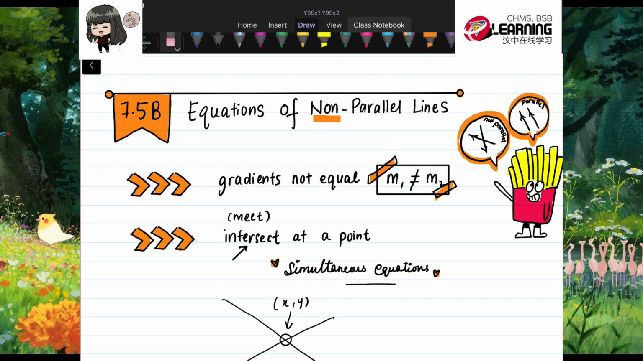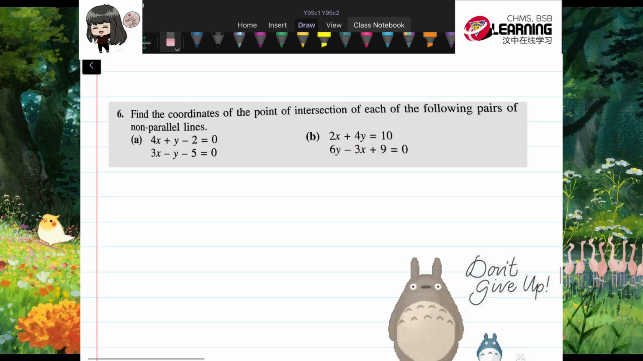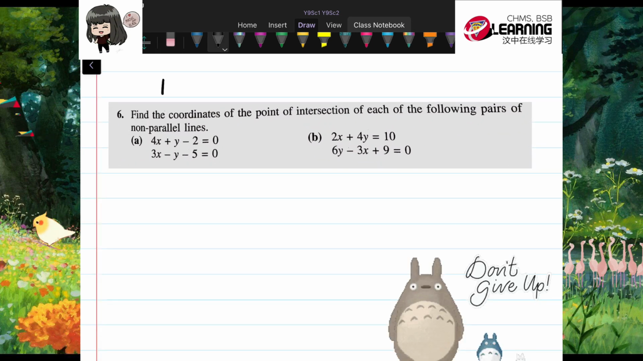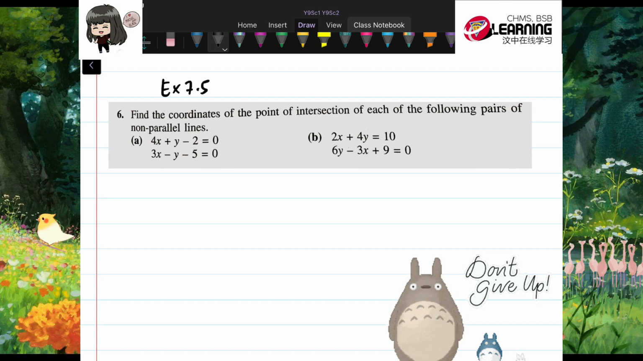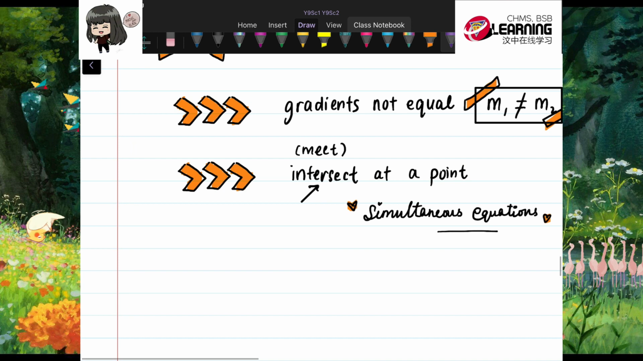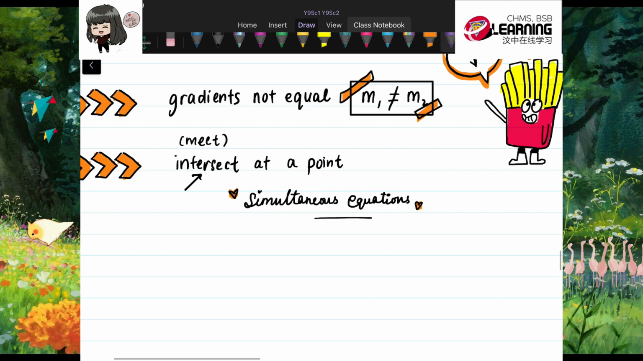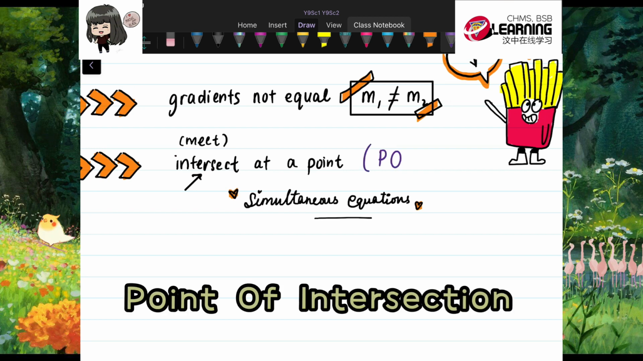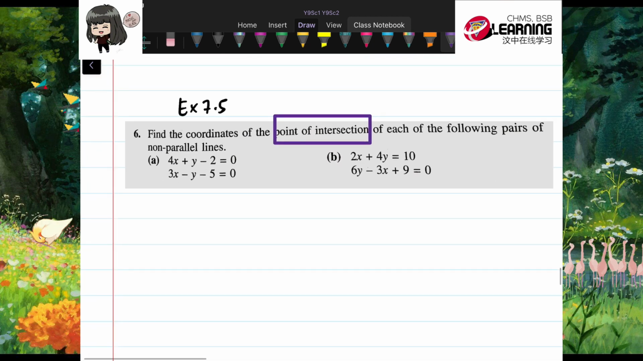So let's go to questions straight away. Let's look at question number 6, from your exercise 7.5. Look at question 6a. The question says find the coordinates of the point of intersection. Point of intersection is the point where they intersect at that one point. We call it POI, point of intersection, of each of the following pairs of non-parallel lines.